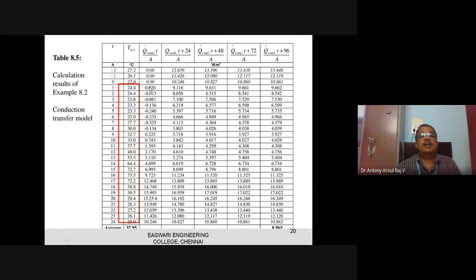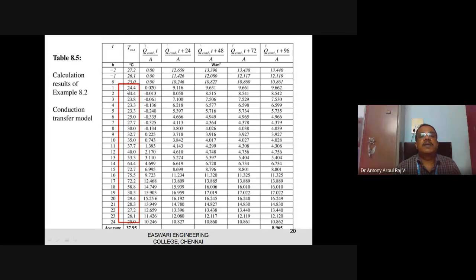If you want from 1, that means you have to take 3 values before. So they are doing some dummy values, -2, -1, 0. So this is 12 o'clock, this is 11 o'clock, this is 10 o'clock. They are doing this dummy calculation. After that, the real calculation starts.